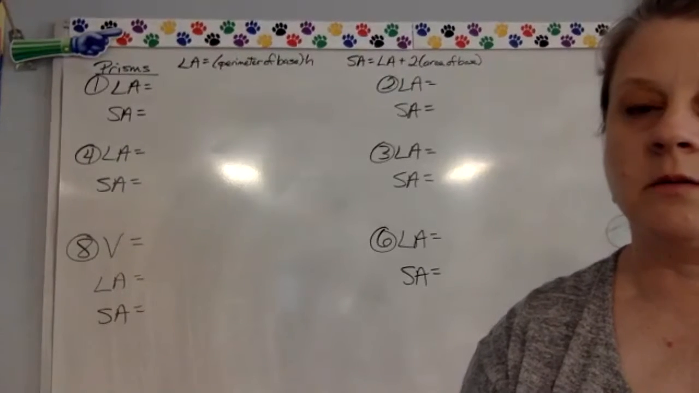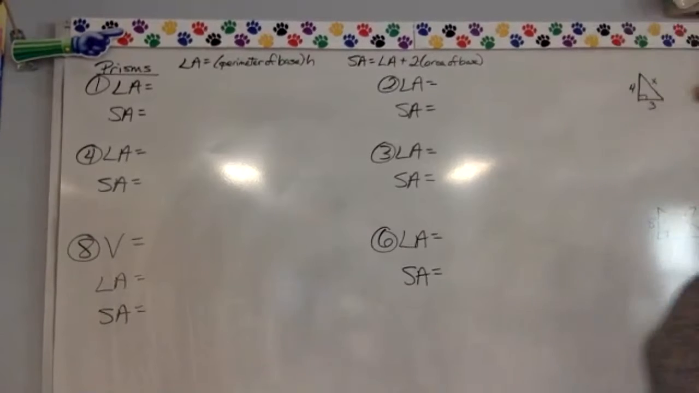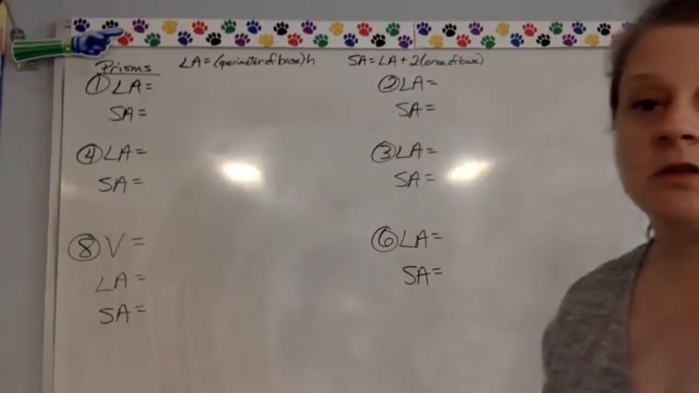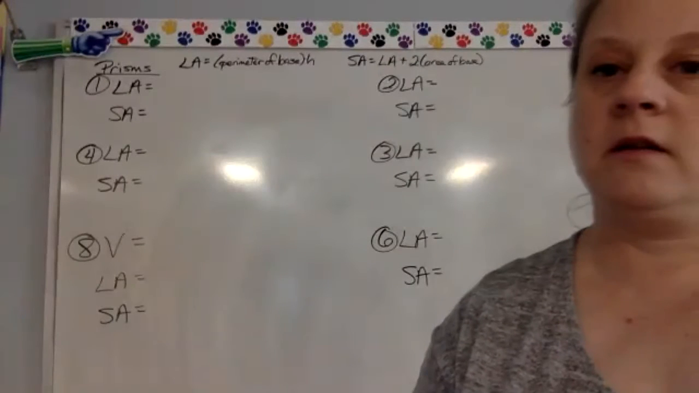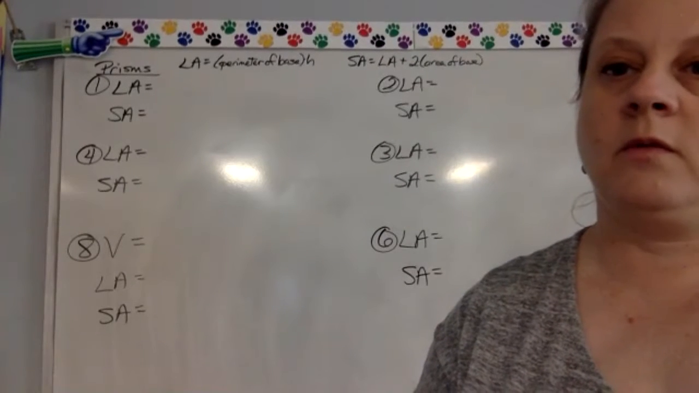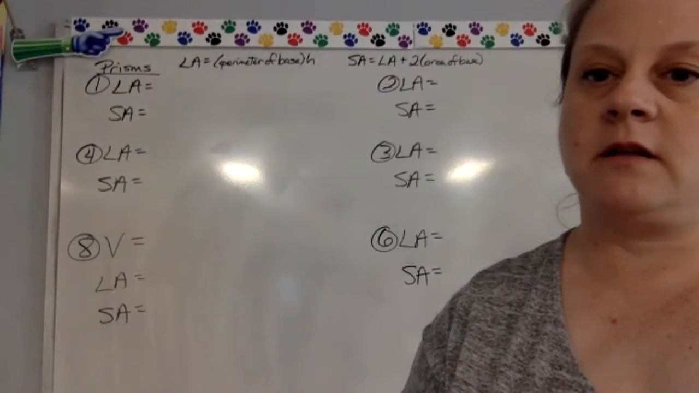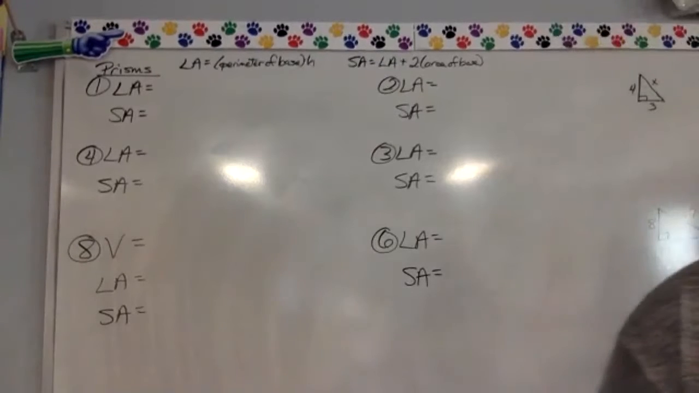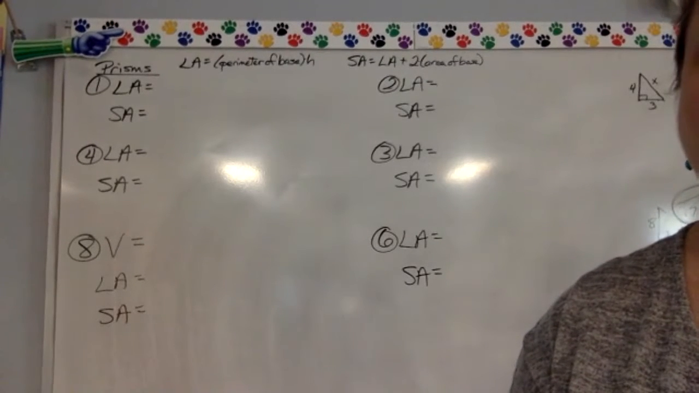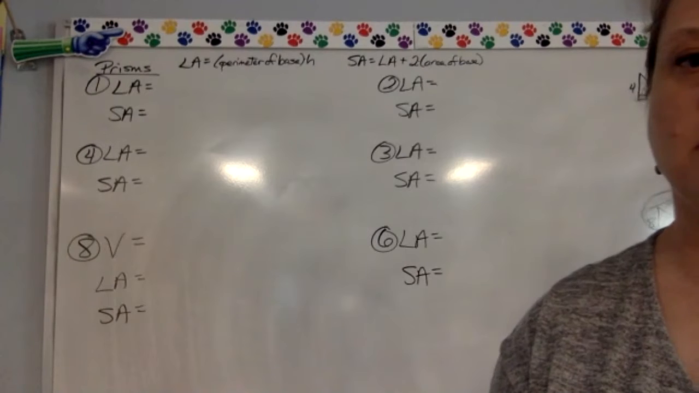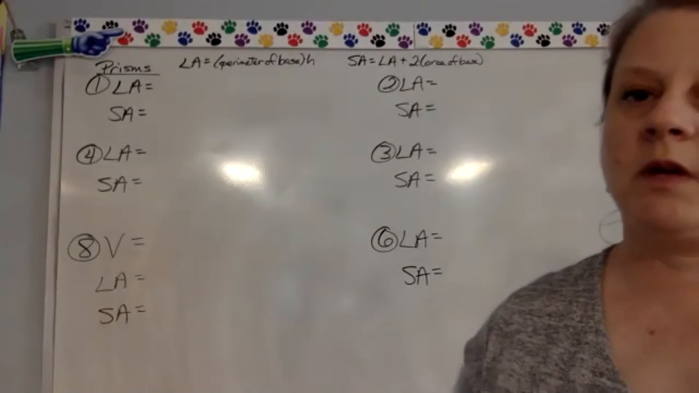Okay. So we're still working on the worksheet. We're going to be working on the prism side first. We're going to do some on the prism side, and then we will talk about the cylinder side a little bit. Okay. So we've got our worksheet on prisms that we're going to be working on.